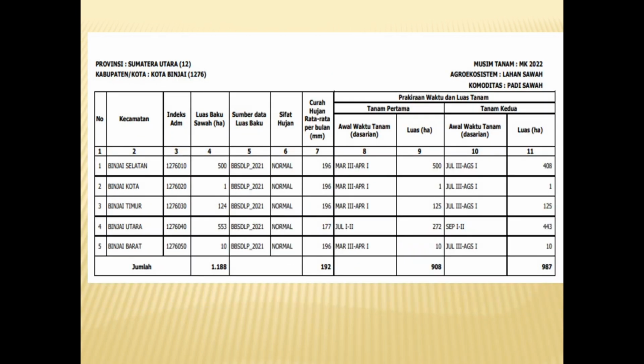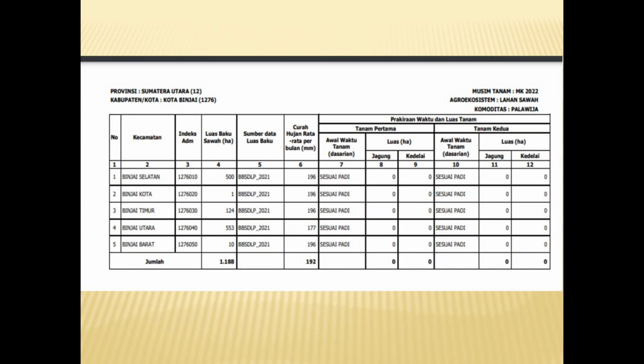Then what is the growing season? What is the nature of the rain? If we look at the nature of the rain in Binjai, it's under normal conditions. The average rainfall is 196 millimeters. So if we convert to water requirements of rice, it needs around 180 to 200 millimeters. It means we can give recommendations to do rice planting.